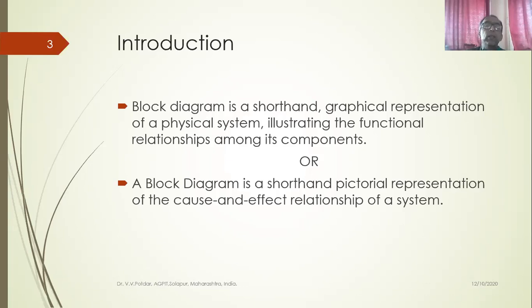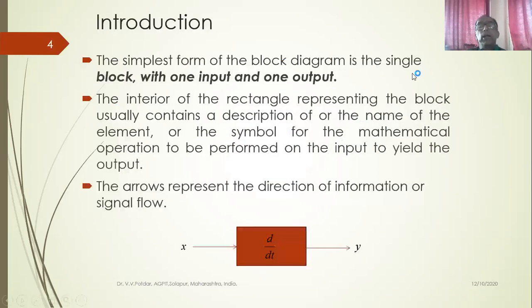Let us go further. This we have seen. So the simplest form of the block diagram is a single block with one input and one output. As you can see here, the block is a rectangular block. So one input will be there, one output is there. As we have studied earlier, we should read the block diagram from left to right. So x into d by dt, that is dx by dt, is equal to y. This is how this block diagram is read. So the simplest form of the block diagram is a single block with one input and one output.